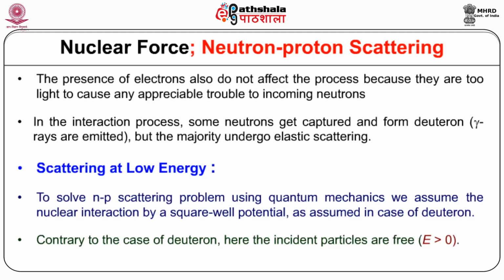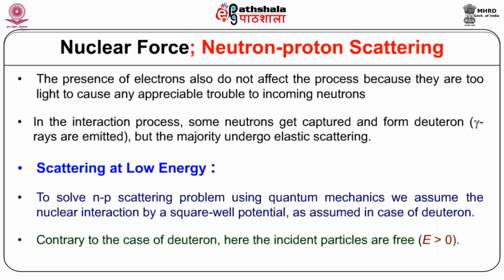So when hydrogen combines with a neutron, a deuteron is formed, but the deuteron is unstable in this case, so gamma rays are emitted, but the majority undergo elastic scattering. Suppose 10 neutrons hit the target, then out of the 10 neutrons, only a few are captured by the hydrogen and a deuteron is formed, whereas the majority of the neutrons suffer elastic scattering and pass.